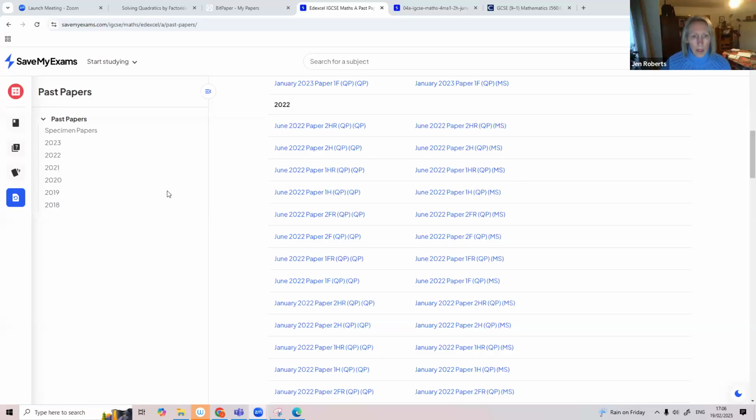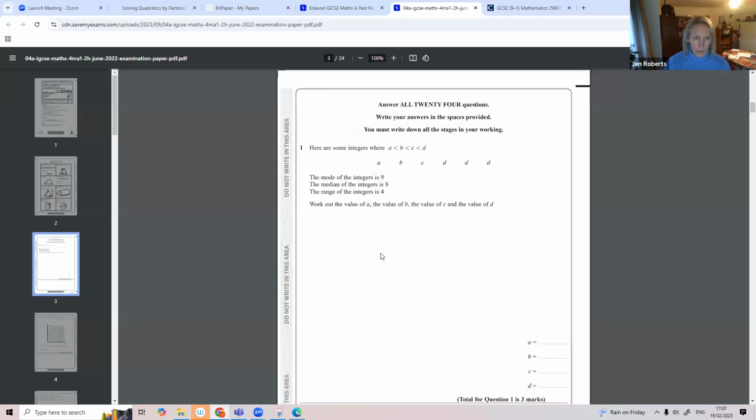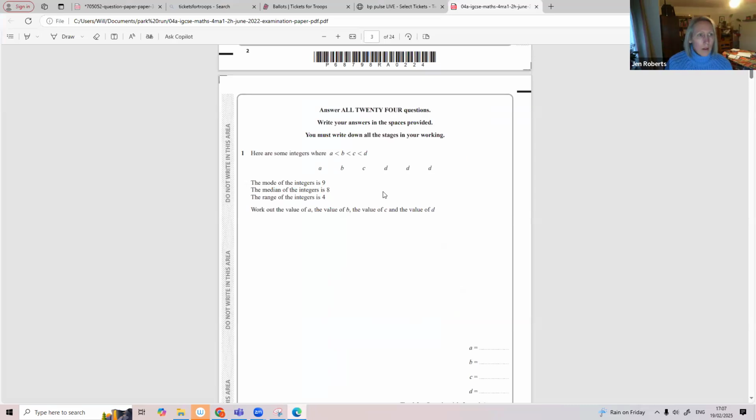This is a walkthrough of paper June 2022, paper 2H. We've got the mode of the integers is 9. Mode's the most common number. So look in there, the most common letter is D, so D's got to be 9.